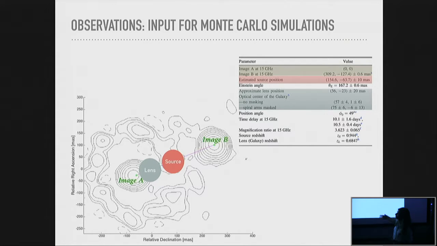Then we are also interested in the position of the lens, and in this case, we have some constraints from the Hubble images. So what we want to find out is the model of the lens, and also the precise position of the lens, and the precise position of the source within 1 milliarcsecond. So we have a lot of initial information which we can use for Monte Carlo simulations.